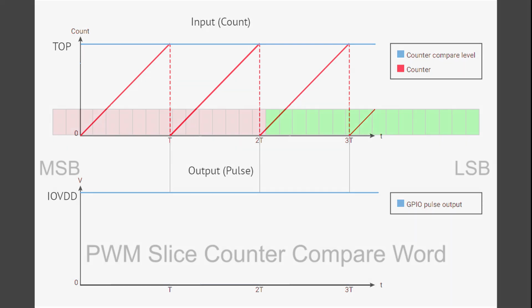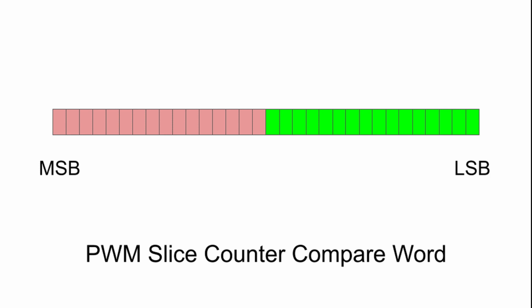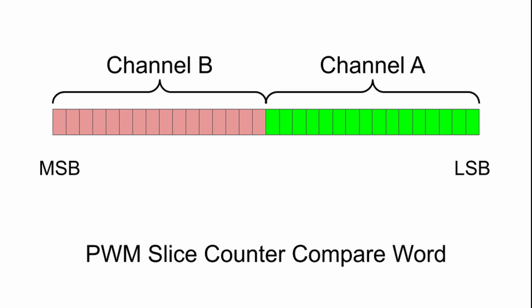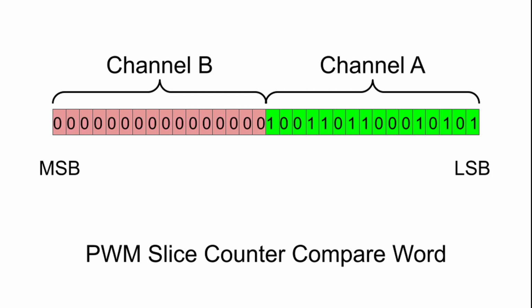65,535 decimal. The counter compare register for the PWM slice is 32 bits long and carries the data for both PWM channels. The least significant 16 bits hold the counter compare level for channel A, and the most significant 16 bits hold the counter compare level for channel B.